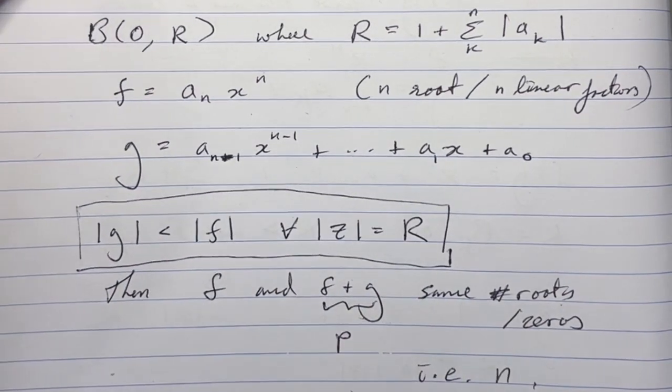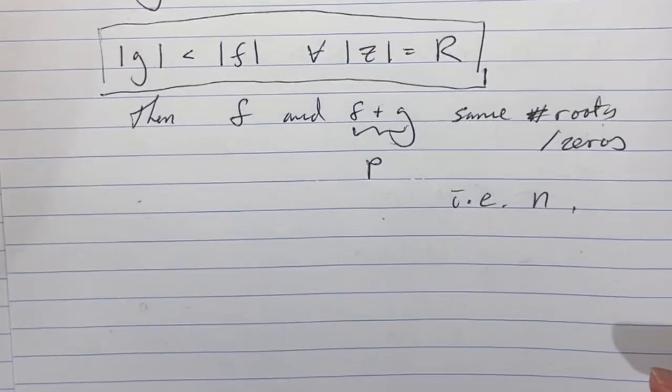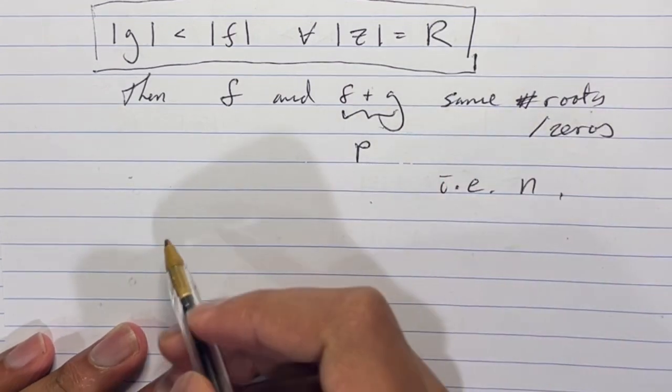So let's check this fact. We're going to check that |g| is less than |f|. So let's actually write the absolute value of g.